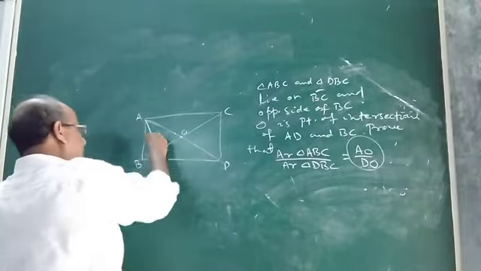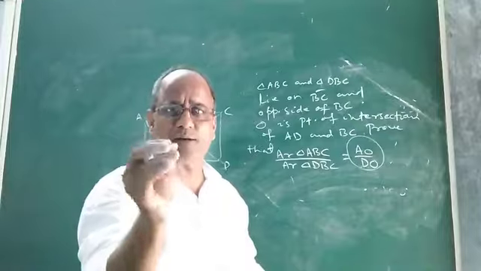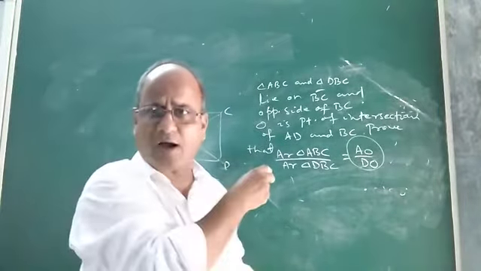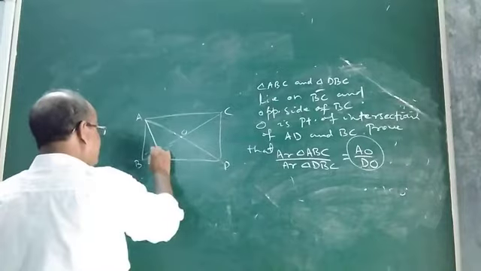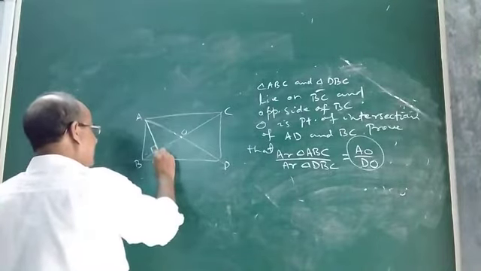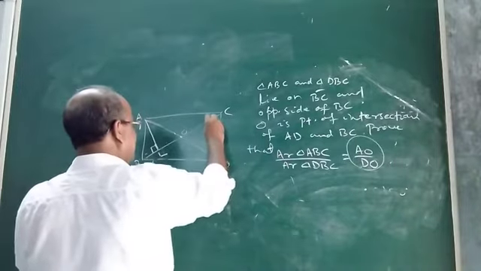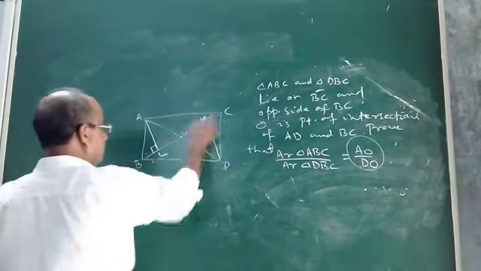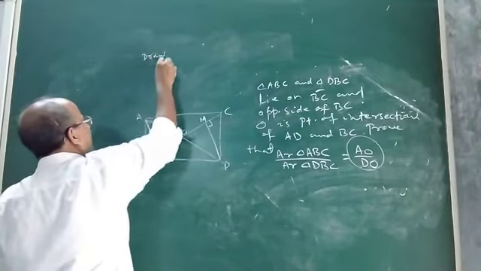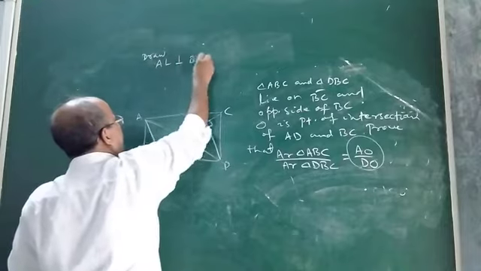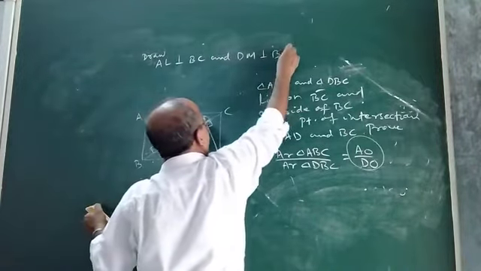In order to prove this, let us see what to do. Just draw a perpendicular, because we know that area of triangle can only be calculated by half into base into height. So there is no height or altitude in this question. So you have to draw an altitude. Suppose draw AL perpendicular to BC and DM, suppose perpendicular to BC. That means in order to prove this truth, draw AL perpendicular to BC and DM another altitude perpendicular to BC.